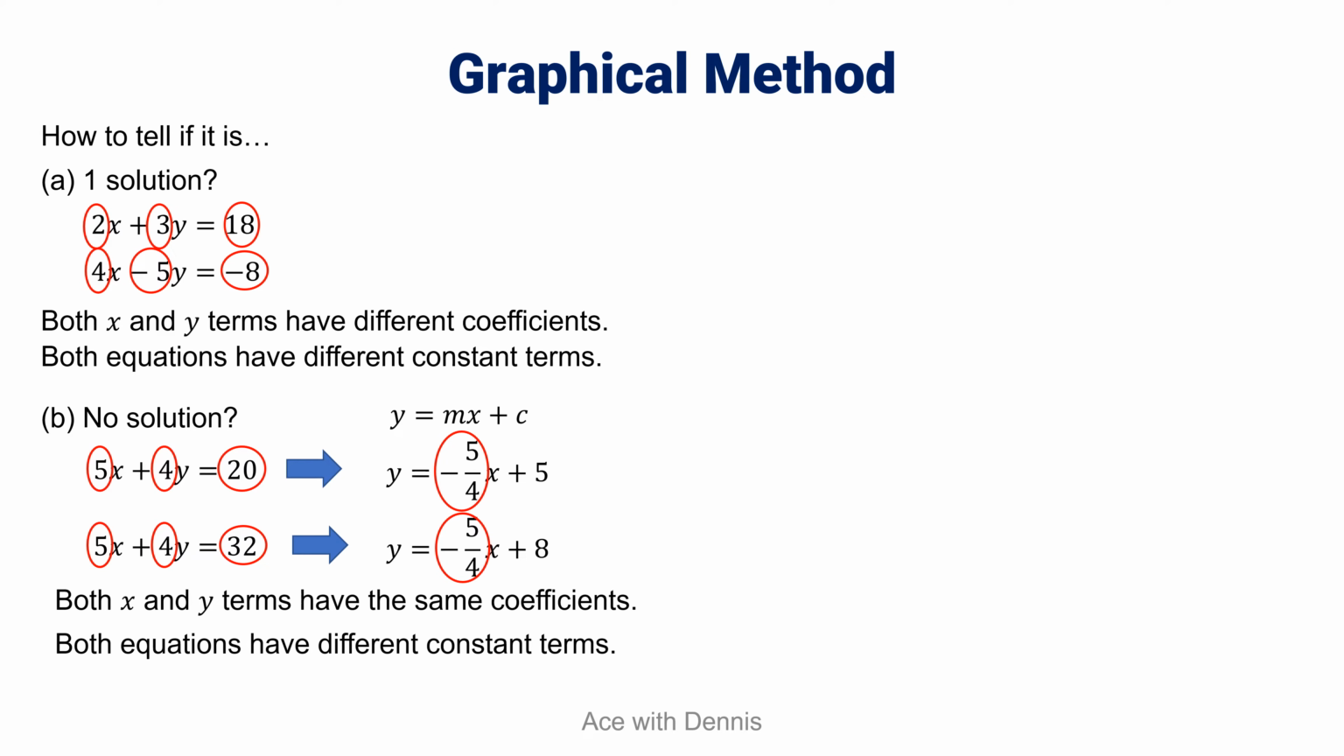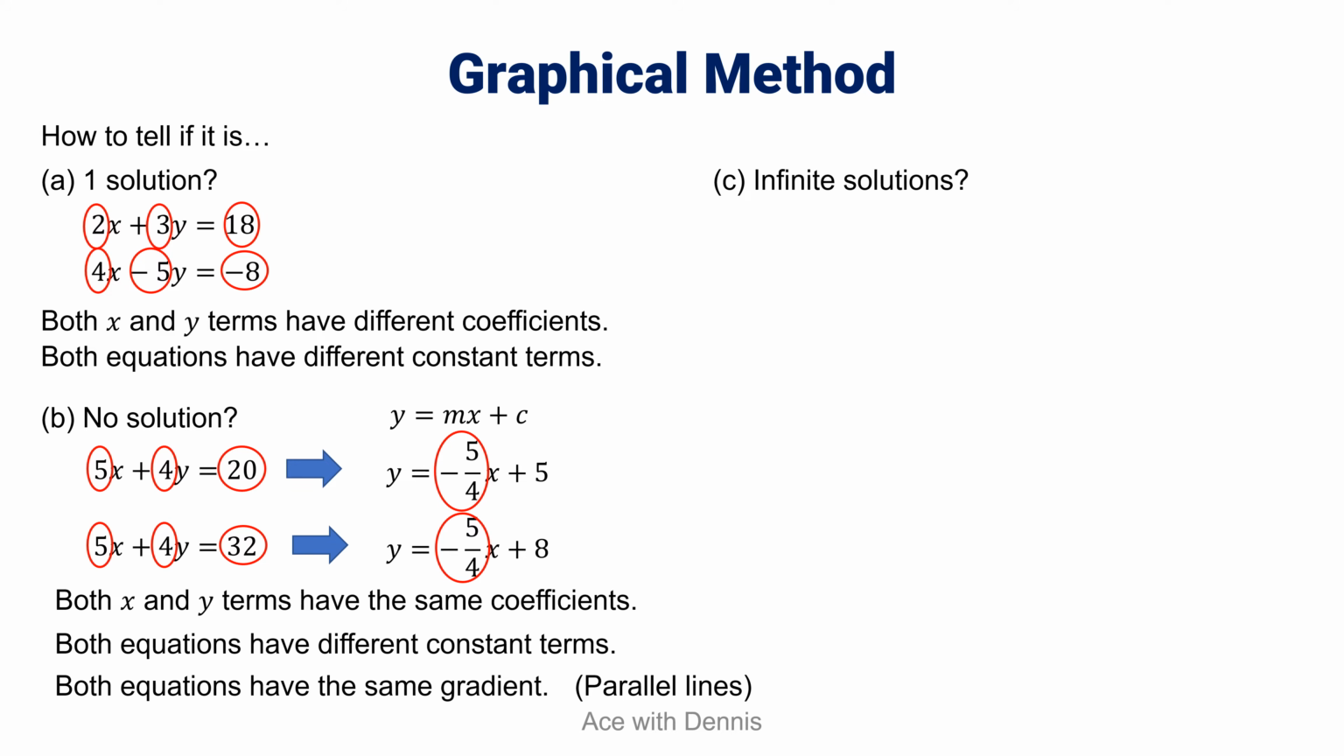As you can see here, the m value for these two equations are the same. The m actually means the gradient of the graph. We can see that both equations have the same gradient. If you learn the coordinate geometry chapter, when two equations have the same gradient, it means that they are parallel lines. So when they are parallel lines, it is impossible for these two lines to intersect with each other, hence there is no solution.